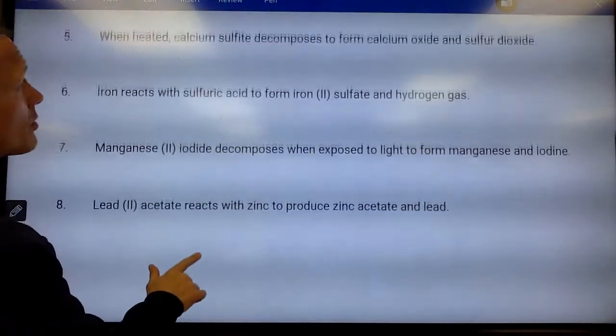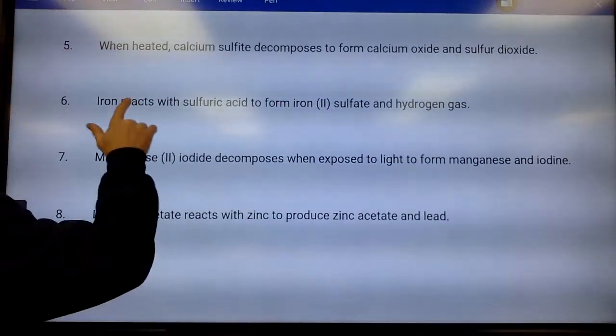Actually, we might go up 1. Let's go. We'll do number 6 here.